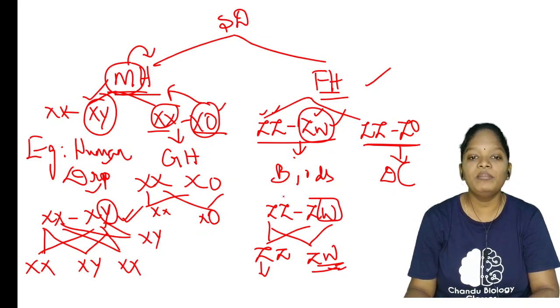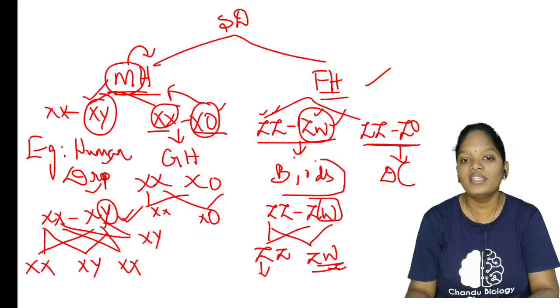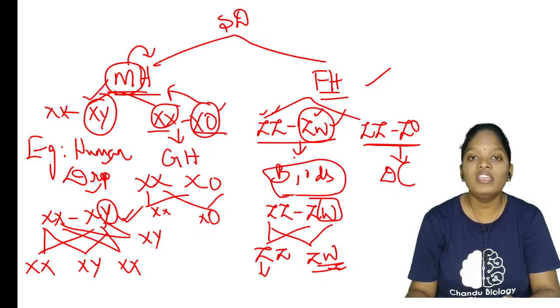So in birds, the question can be asked as a very short answer question. Here the decider of sex in birds will be the female. Female is the decider of sex in birds.